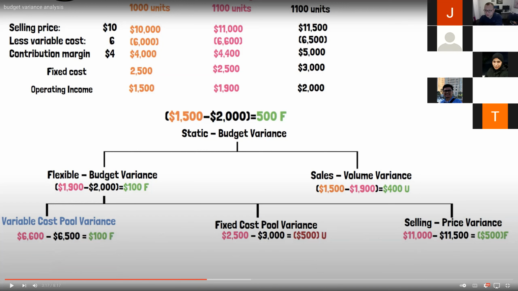Does this make sense? Yes. Okay. So we are going to keep going, right? The different levels. Now let's take a look at the variable cost pool variance. Okay, the blue color.